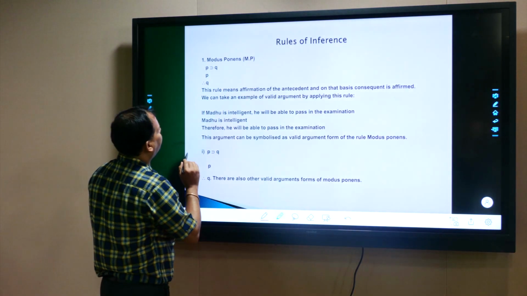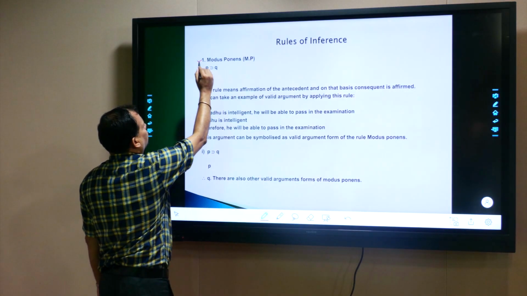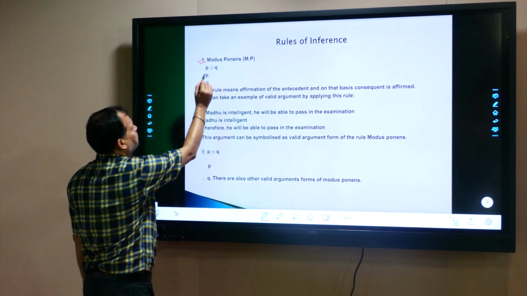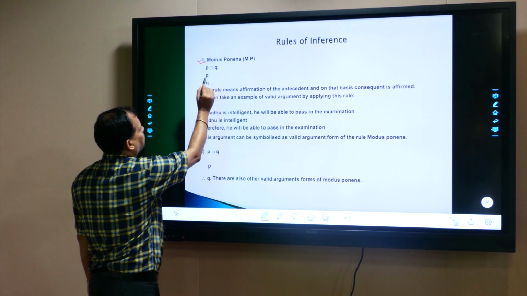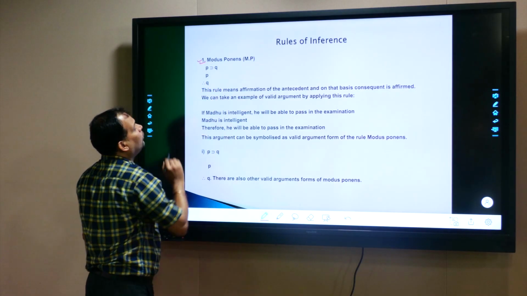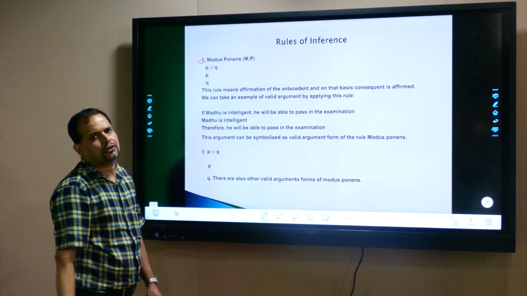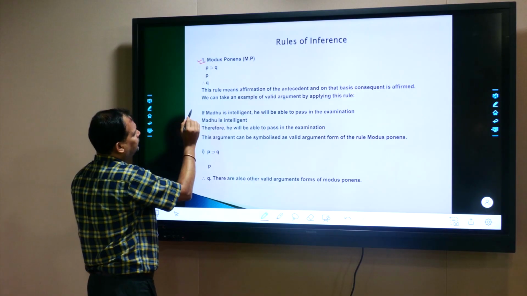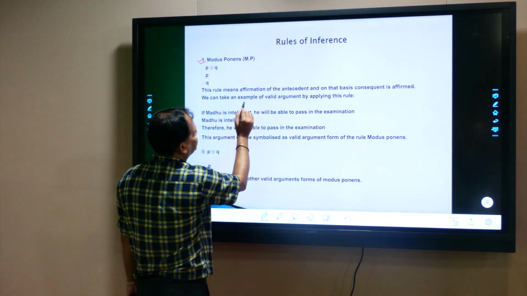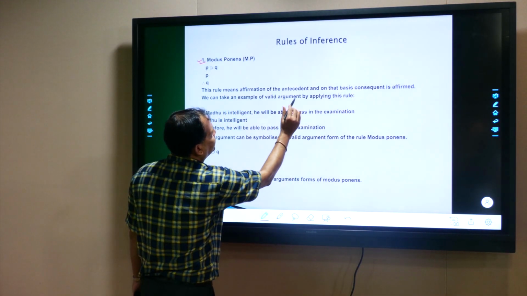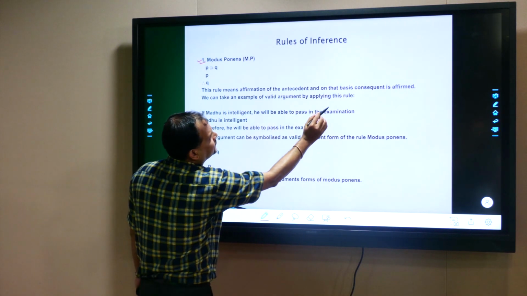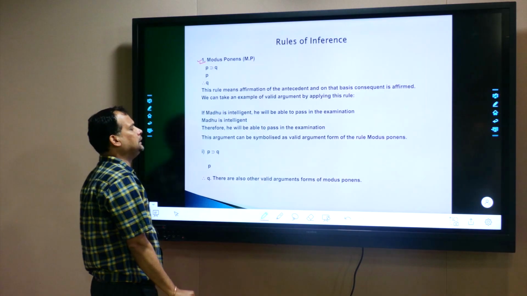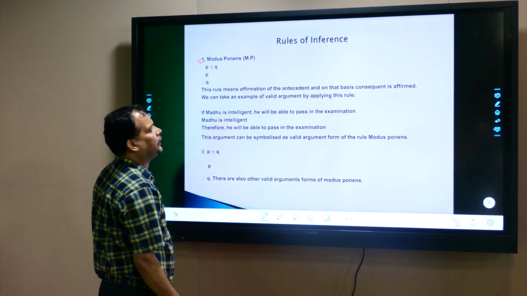You see, dear learners, first one is Modus Ponens, that is P implies Q, P, therefore Q. This is the rule of Modus Ponens. So what does it mean? This rule means affirmation of the antecedent, and on that basis the consequent is affirmed. We can take an example of a valid argument by applying this rule.